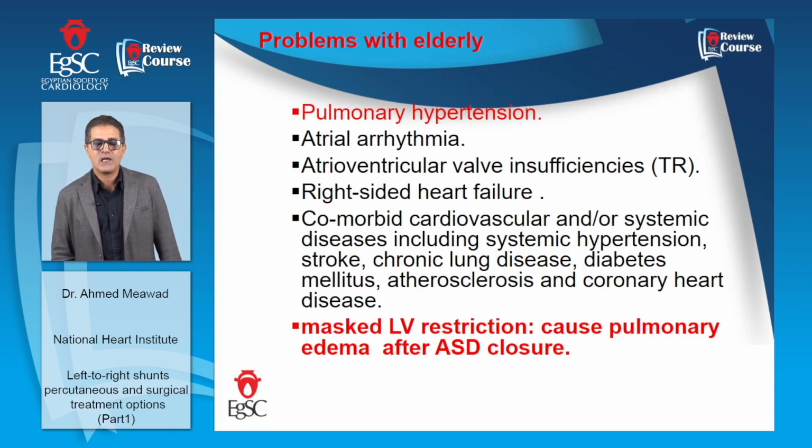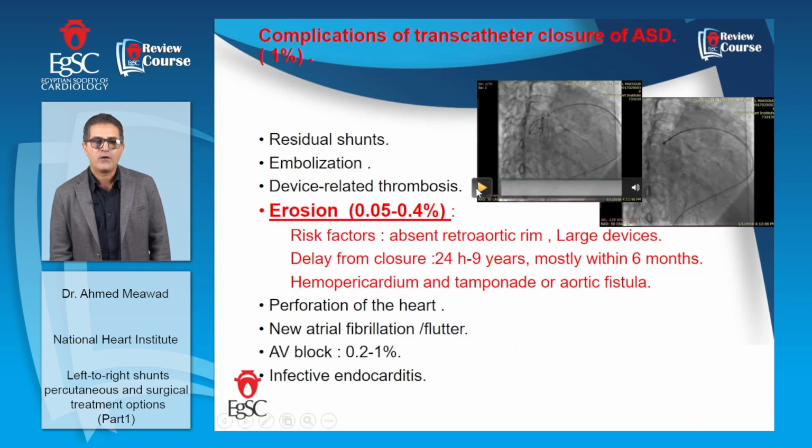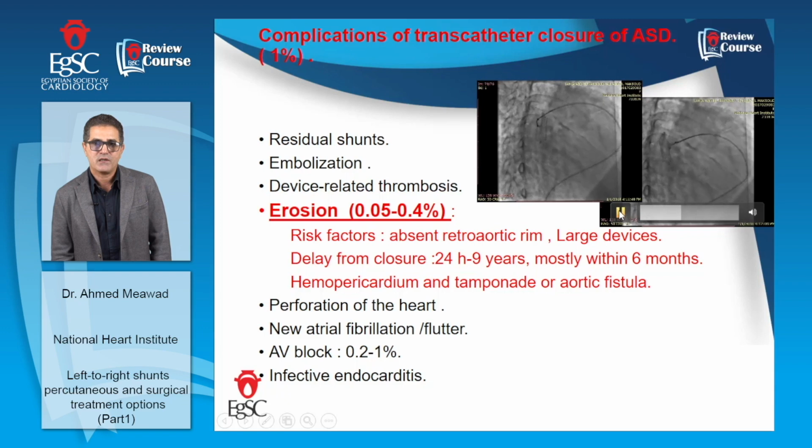We have to evaluate LV end-diastolic pressure before we close the ASD. And if there is a significant rise, we can prepare those patients by medical treatment, or we can use a fenestrated device. Although the complications of transcatheter closure of ASD are rare, they are significant. The residual shunt is one of these complications, and embolization. So in this patient, the operator should be well oriented by snaring technique, like in this patient.